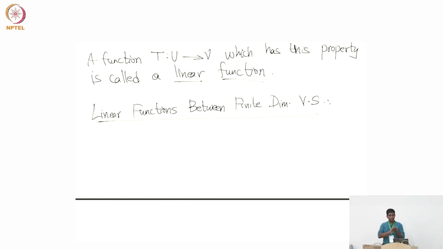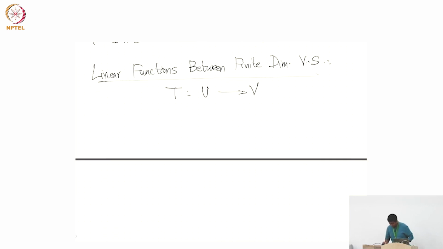Now we have imposed another structure, another requirement on the functions that we are studying. So T is a function between U and V, and we demand that it be linear. So what are such examples? Let's look at some examples.